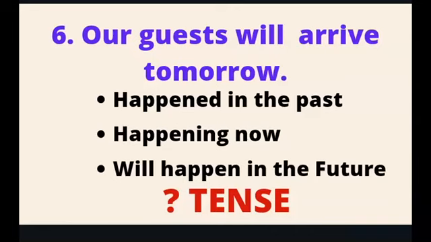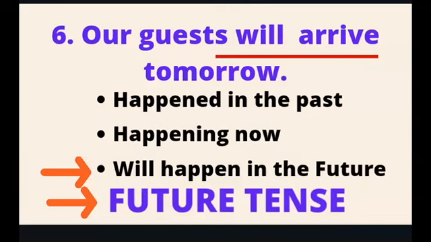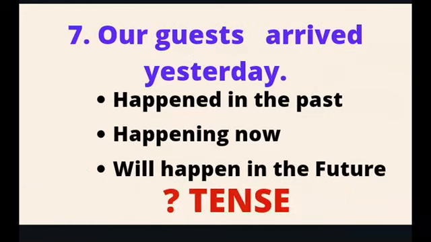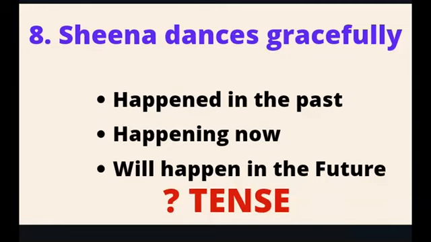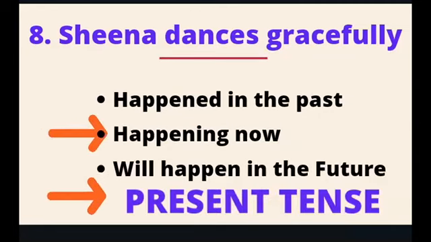Sixth one, our guest will arrive tomorrow. Answer, will arrive is the action word. It will happen in the future and therefore it's a future tense. Our guests arrived yesterday. Answer, the action word is arrived. It has happened in the past and therefore it is past tense. Sheena dances gracefully. Answer, the action word is dances. It is happening now and therefore it is a present tense.